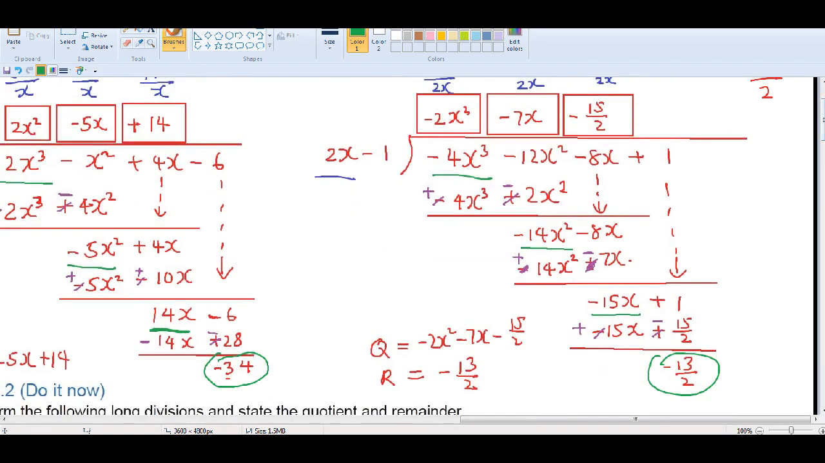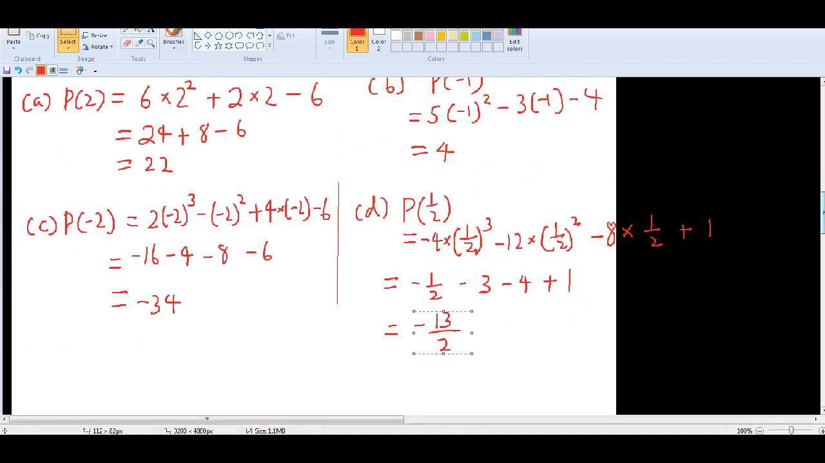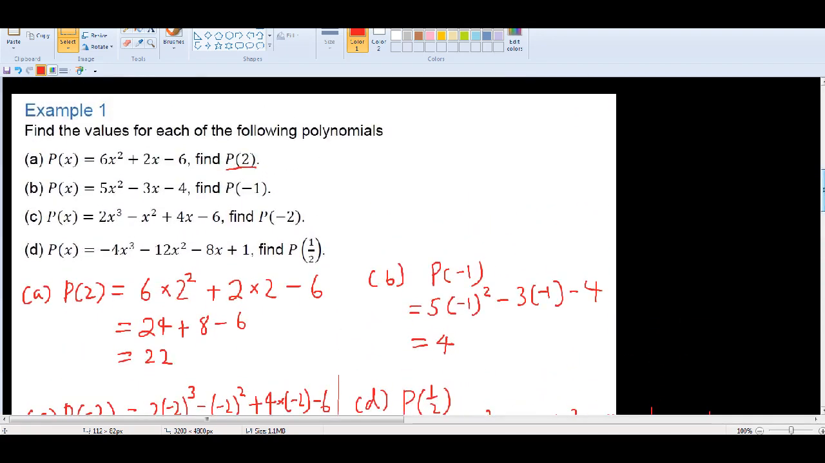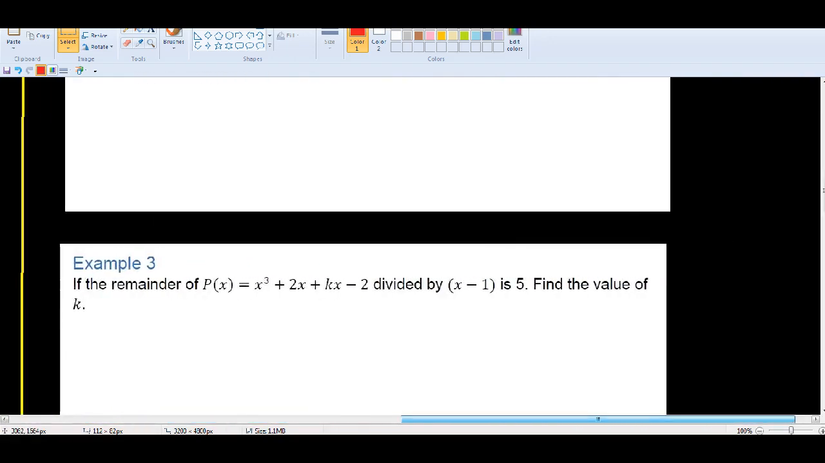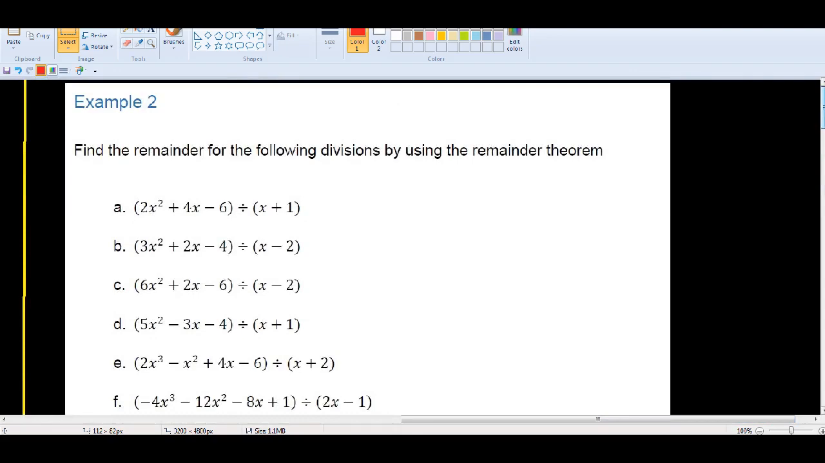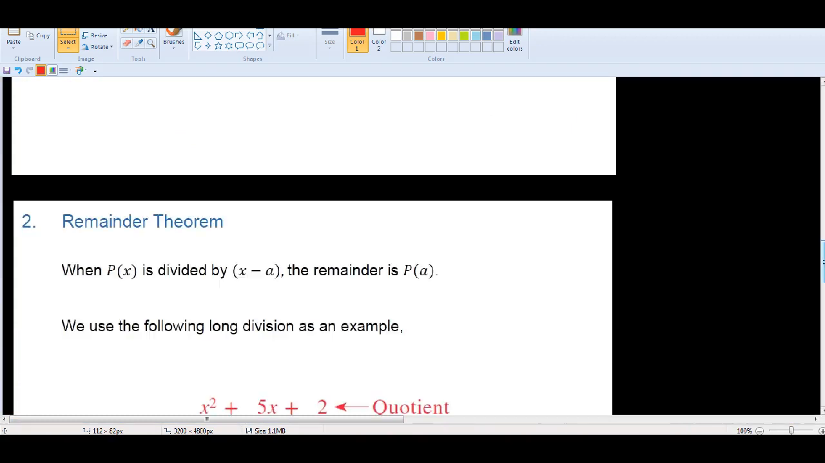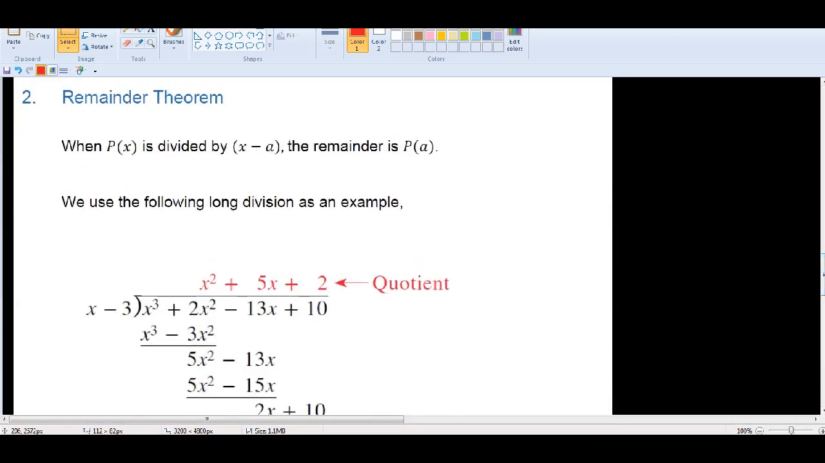So we've got 4 examples. You will see actually the action of substituting a number into the polynomial has something to do with the remainder. So that's what we call the remainder theorem. That's a very important theorem. So this is the remainder theorem.